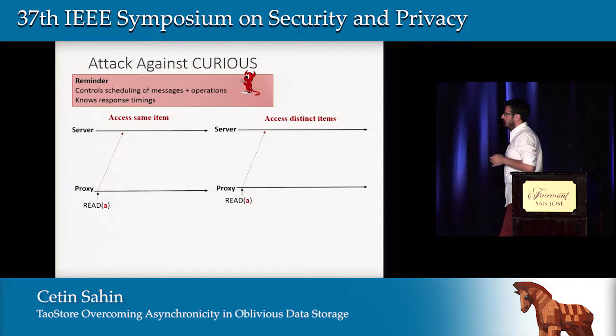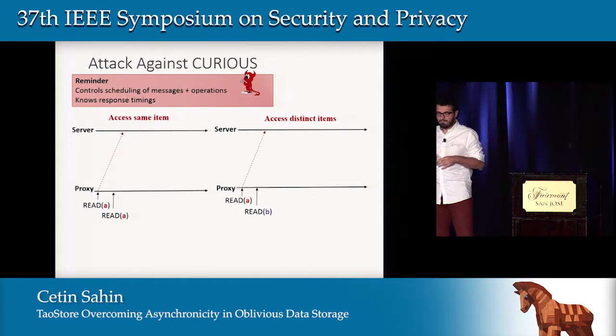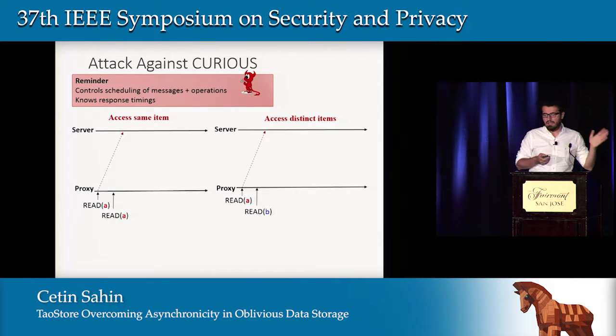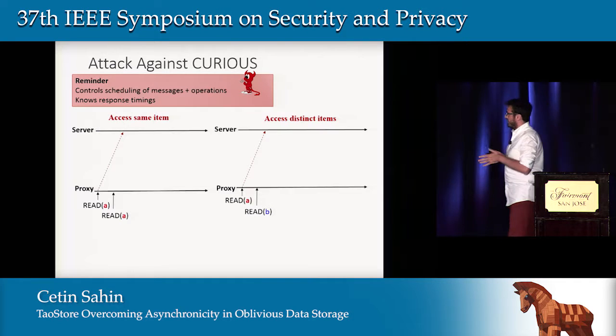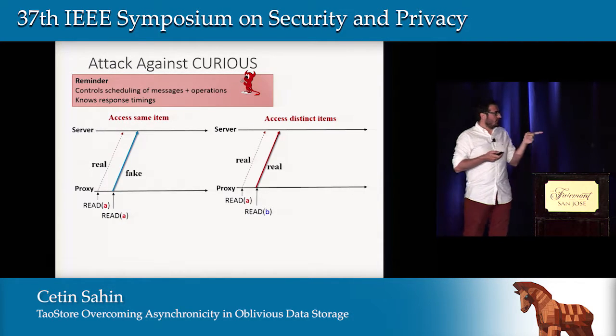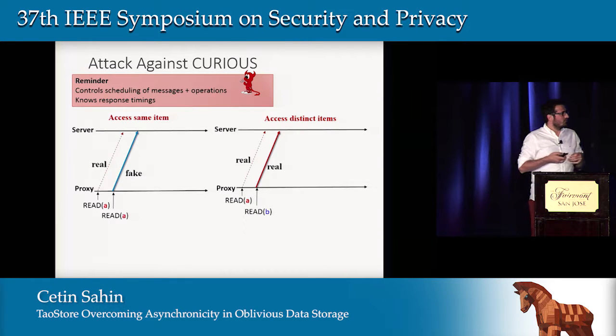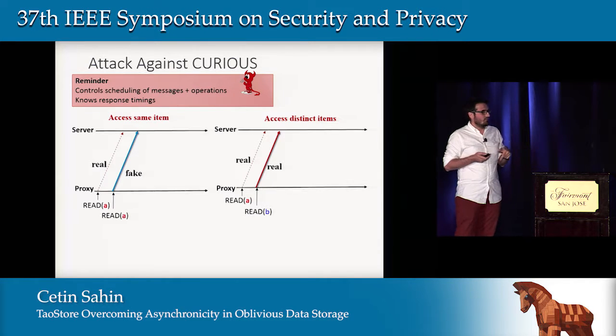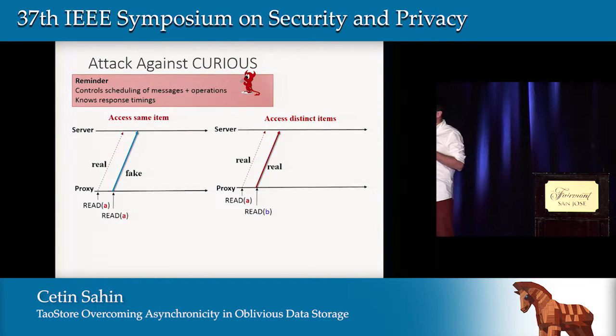Now we can present our attack against Curious. Here we consider two scenarios, actually. On the left case, we have two concurrent accesses on item A. On the right case, we have accesses on distinct items. The first request for item A will issue a real access operation, but on the left case, there is a concurrent access on item A, so that will issue a fake access operation. But on the right case, we have an access on B that invokes a real read operation.